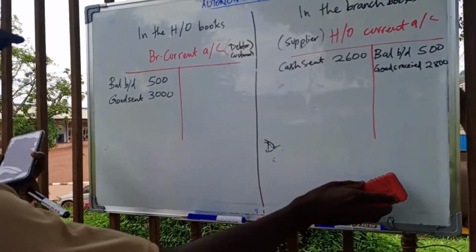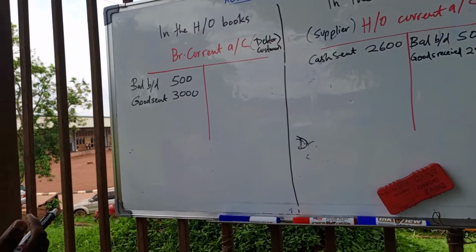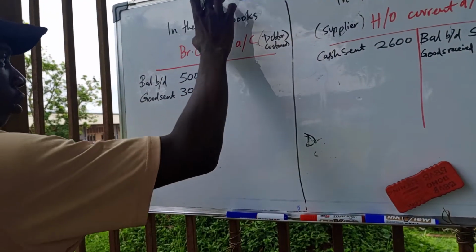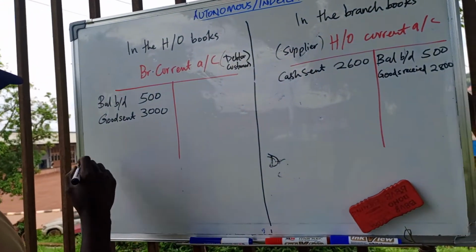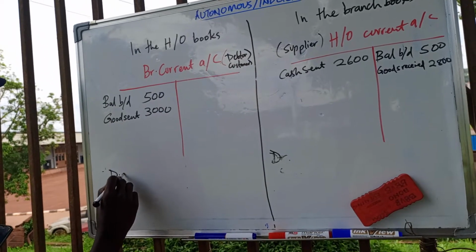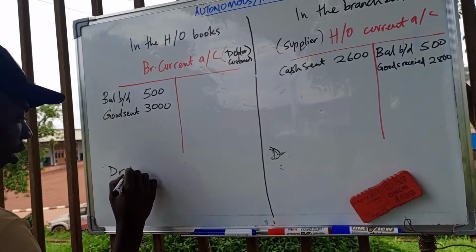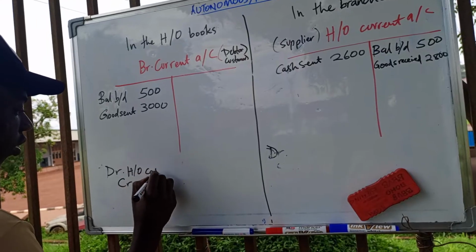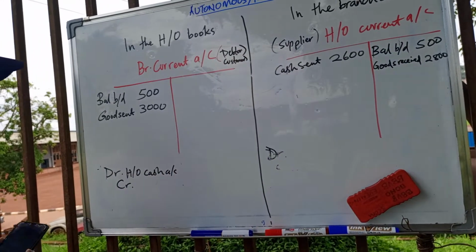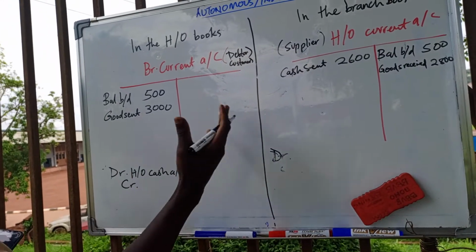Then you go to another entry, cash received. So who receives money? Of course, it must be the head office receiving money. So that entry must be in the head office books. And when the head office receives money, it's supposed to pass a double entry. It's supposed to debit the head office cash or bank account, because they are receiving money. Then they credit, showing where it is coming from.